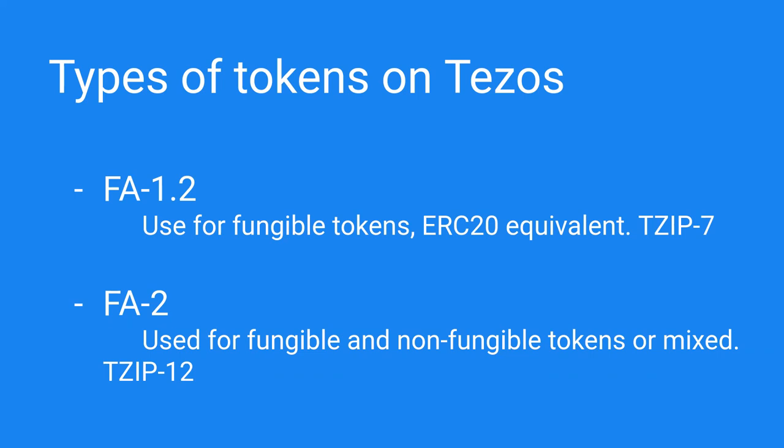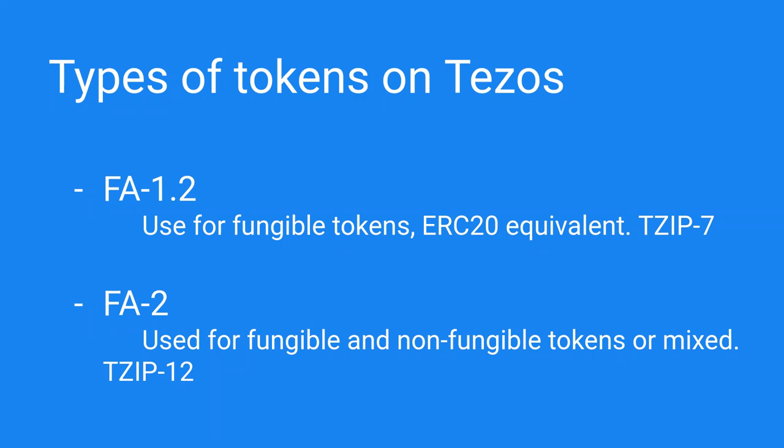But besides that, we also have another standard called FA2, which is majorly used for non-fungible tokens, even though the standard was made for both fungible and non-fungible tokens. You can build fungible tokens with it, you can build non-fungible tokens with it, or you can have a mixture of both.